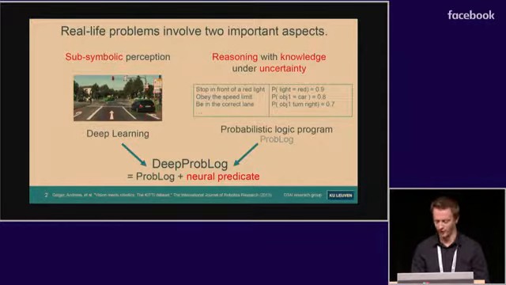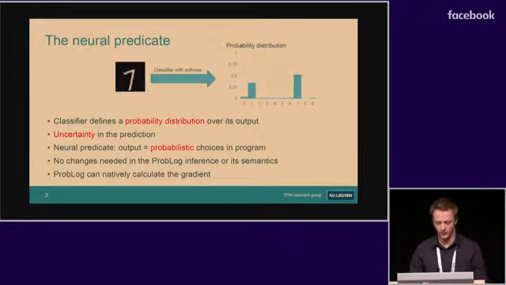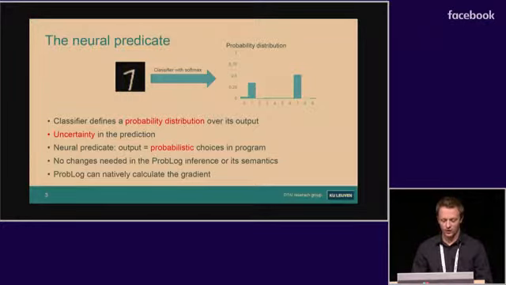with a neural predicate. So what is a neural predicate? Well, imagine you have a classifier with a normalized output distribution. You can interpret this as a probability distribution. And it makes sense because often there's uncertainty in the predictions. In this case, your classifier might waver between a 1 and a 7, and rightfully so. So our neural predicate would then simply model the output of the neural network as a probabilistic choice in our program. And then we don't actually need to change anything about ProbLog, its inference, or its semantics.